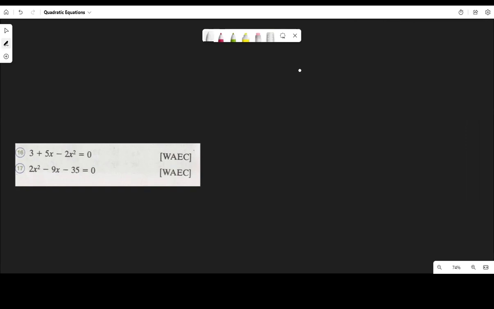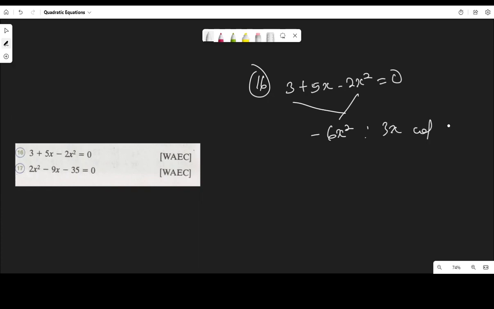16 and 17. Let's work on 16 first. 3 plus 5x minus 2x squared equal to 0. This times this give us minus 6x squared. There are two factors of minus 6x squared that can add up to 5. Let's get 3x and 2x.